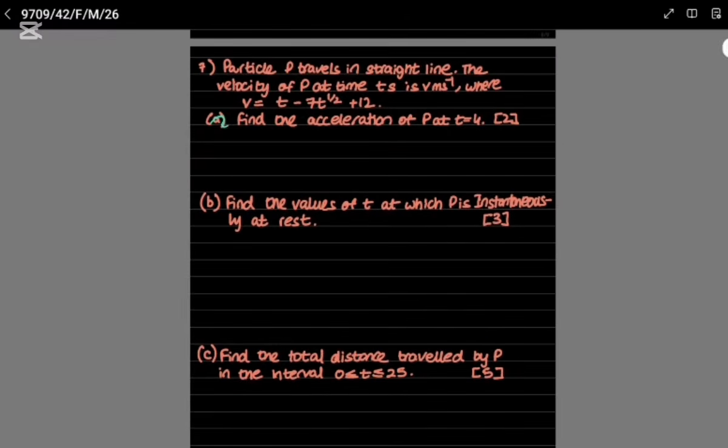So acceleration is the derivative of velocity. Okay, so you derive the equation, you will get that derivative of t is just 1 minus 7 times the power, which is half, times t, and you reduce the power by 1, so half minus 1 just becomes minus half, and derivative of a constant 12 is just 0.